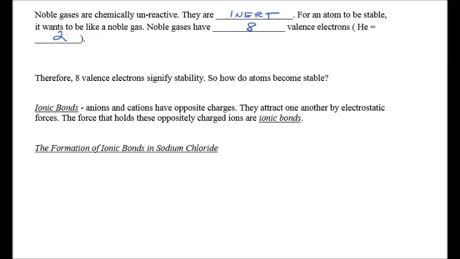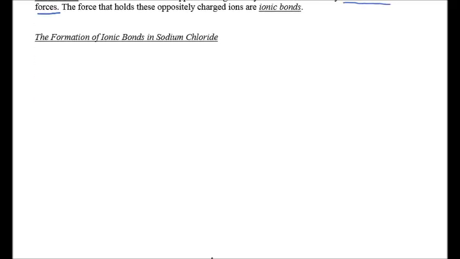The first bond we're going to look at is an ionic bond. An ionic bond forms when opposite charged ions, anions and cations, attract each other. This is called an electrostatic force. Since it's opposite charged ions that are attracted and held together, it is called an ionic bond. So let's look at the formation of an ionic bond. We will use sodium chloride.